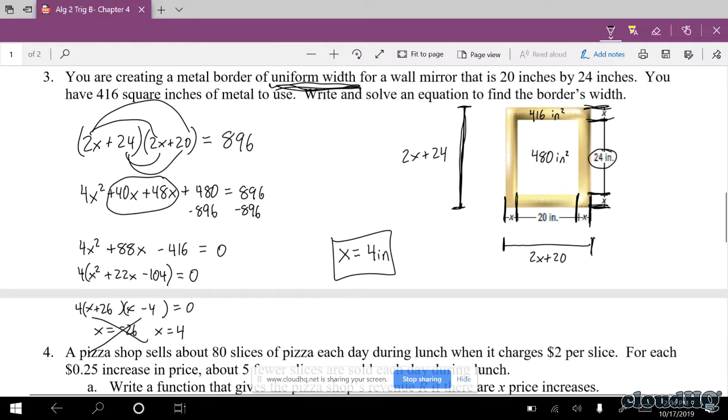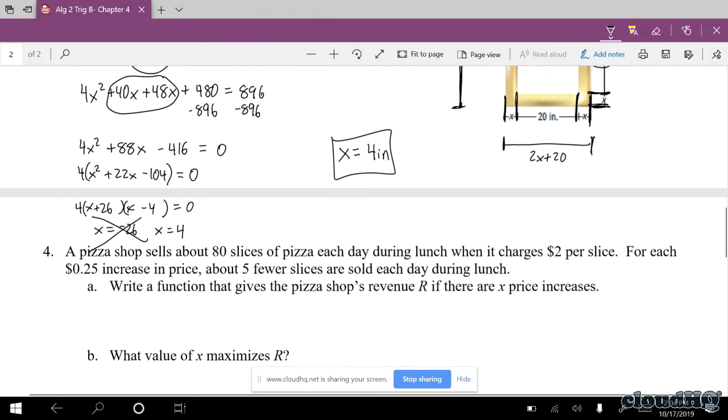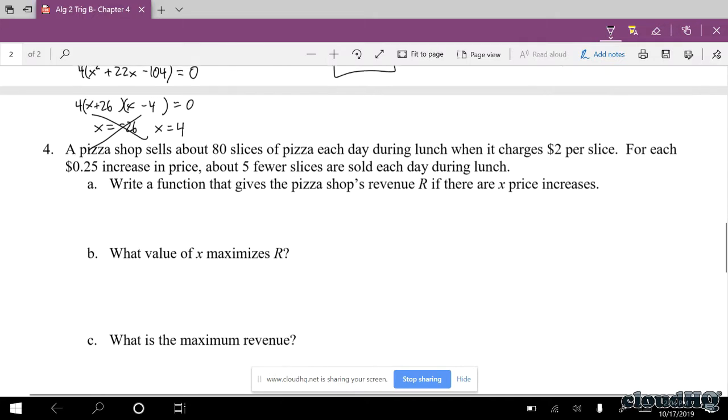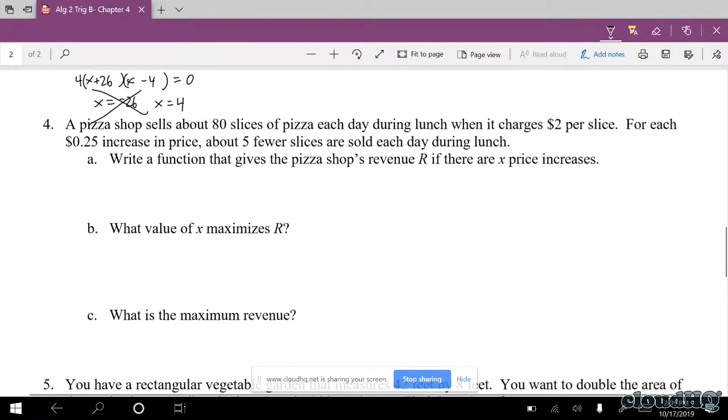I'm going to glance at the next question. I'm not going to solve the whole thing, but I want to make sure we know how to set this question up. A pizza shop is selling slices of pizza, 80 pieces at $2 a piece. We're talking about revenue. That's what they're talking about. It would have been 80 slices times $2.